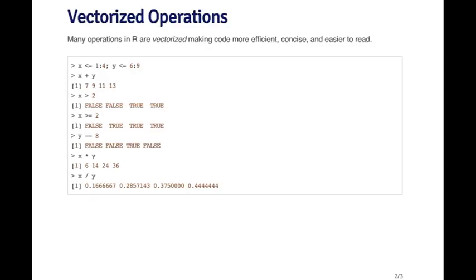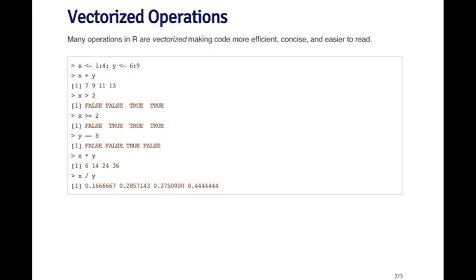The idea with vectorized operations is that things can happen in parallel when you, for example, want to do a computation. Suppose I've got two vectors here, x and y. x is the sequence 1 through 4, and y is the sequence 6 through 9. And I want to add the two vectors together. When I say I want to add them, I mean I want to add the first element of x to the first element of y, the second element of x to the second element of y, the third element to the third element, and so on. So I want to do things in parallel like that.